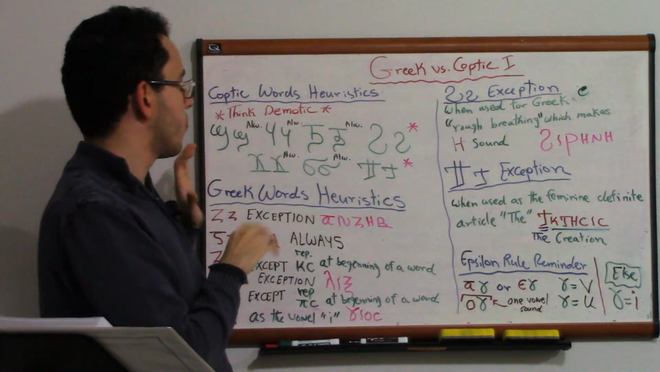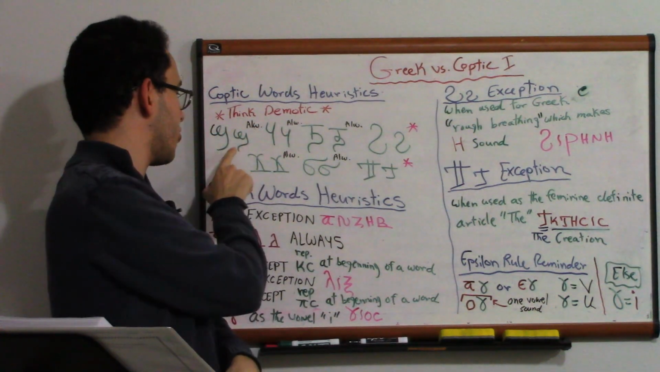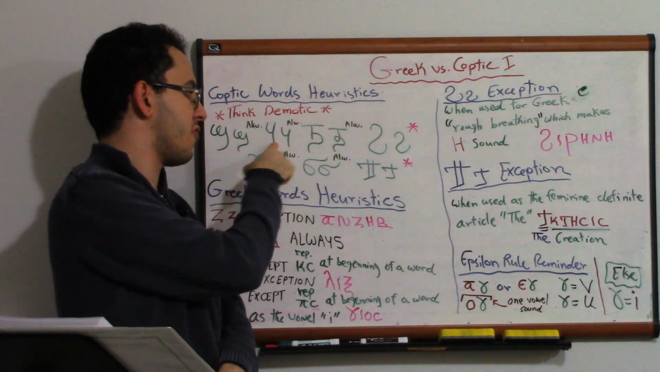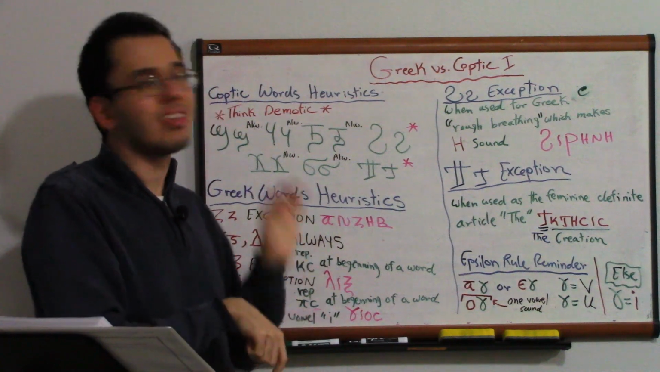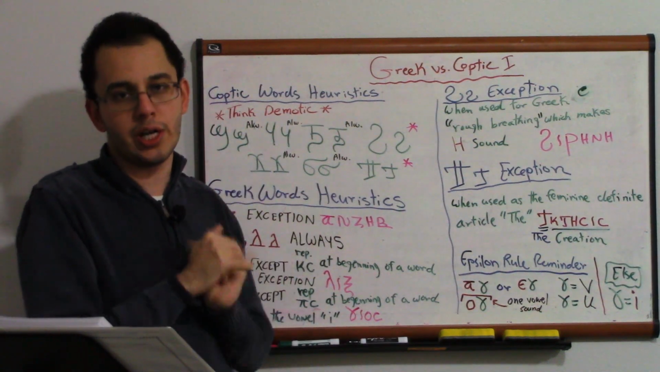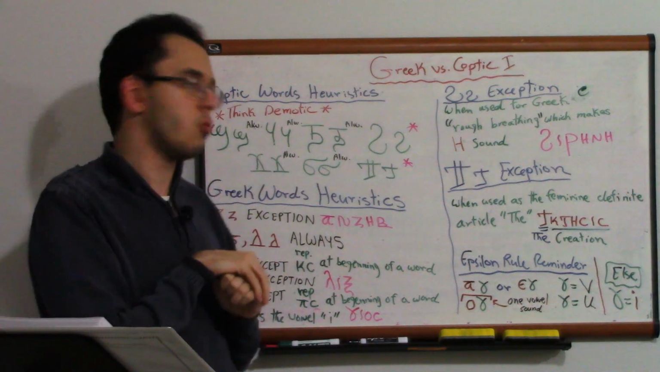Okay, so some of them are very straightforward. If you ever see a Shai, if you ever see a Fai, if you ever see a Khai, 100% of the time, always, it must be a Coptic word. There is no way on earth it will be a Greek word.